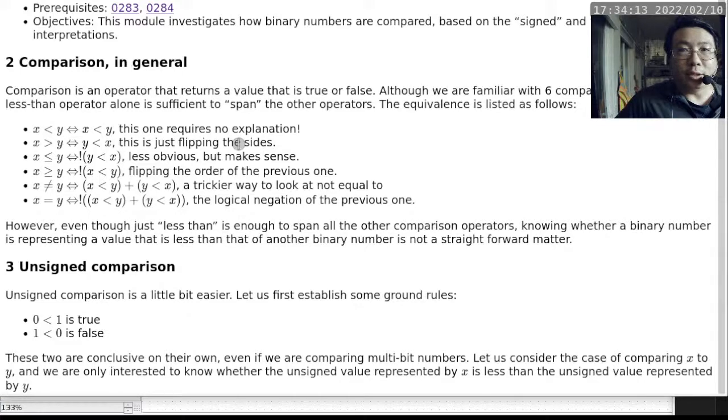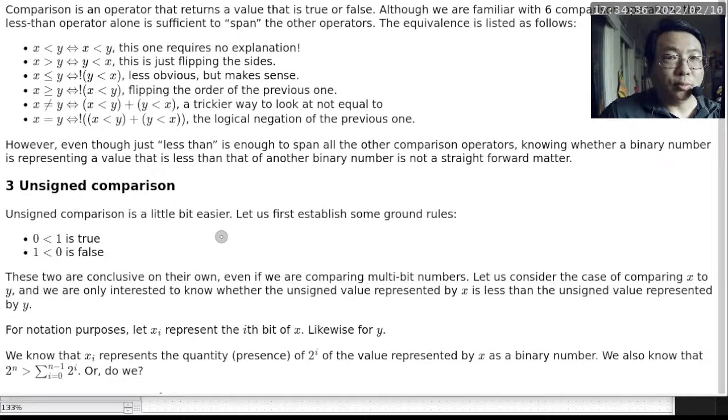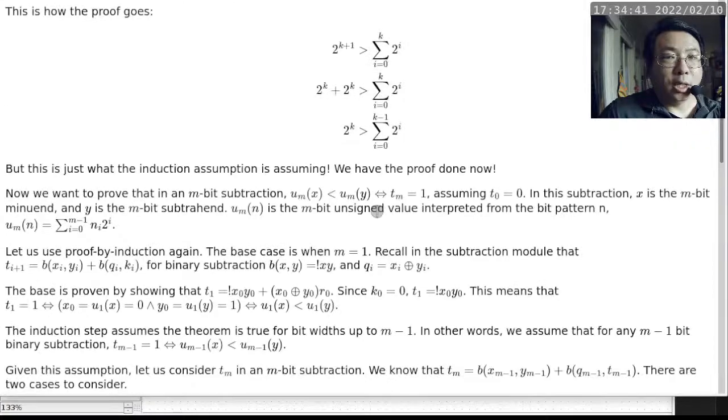So that's it. Okay, do we have any questions about comparisons? All right, so apparently there are no questions about comparison. So I'm going to move on to unsigned comparison. For those of you who read this module, you probably will be a little bit confused about this whole section. The first one is not too bad.